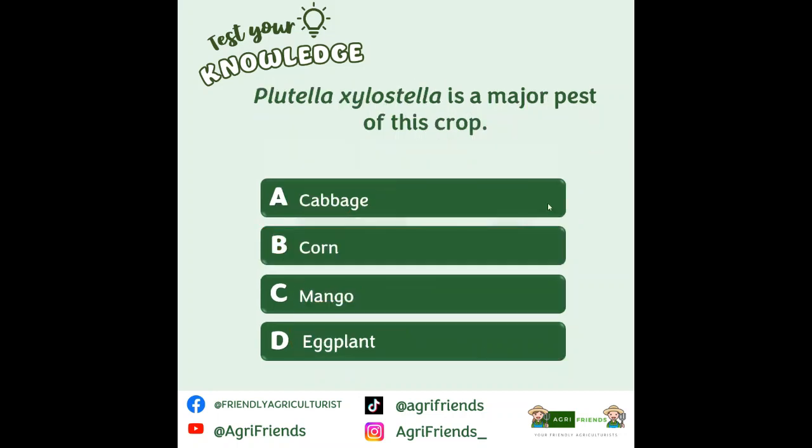Next, Plutella xylostella is a major pest of this crop. A. Cabbage, B. Corn, C. Mango, or D. Eggplant. So what is Plutella xylostella? The common name of this is the diamondback moth. So diamondback moth is found in cabbage.